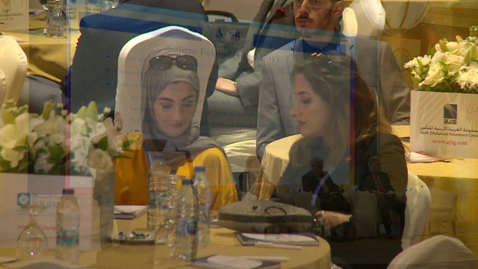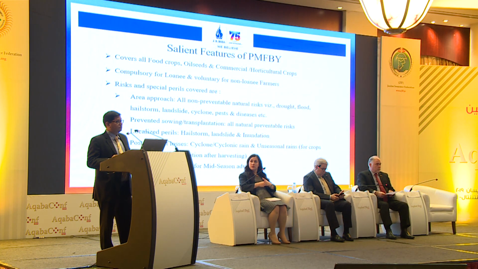After that, there is also prevented sowing. This is a new feature. When farmers sow their seeds in the field, because of deficit rainfall or less rain, the seeds do not germinate. Because of that, prevented sowing cover has been introduced.